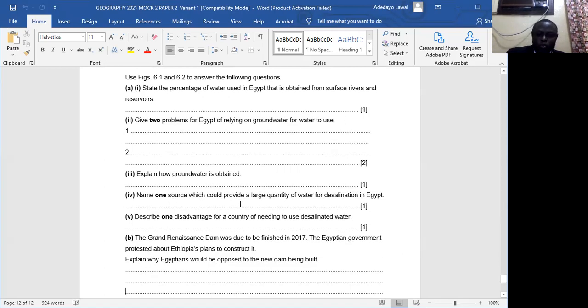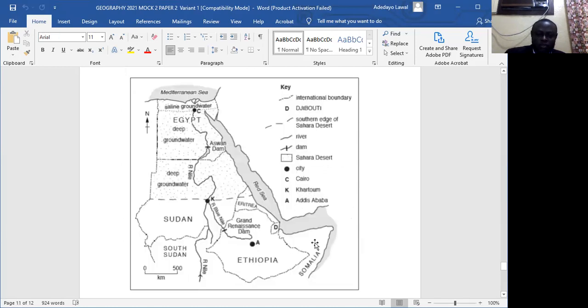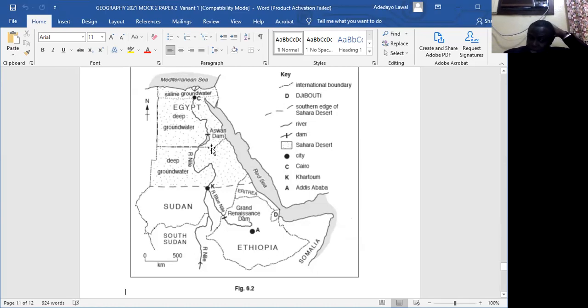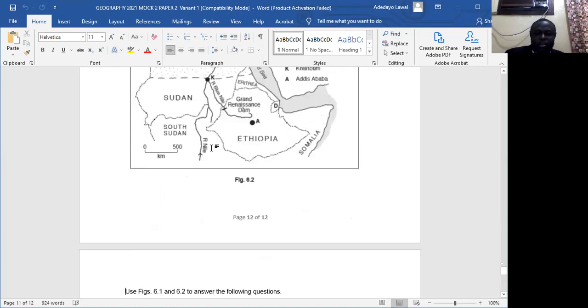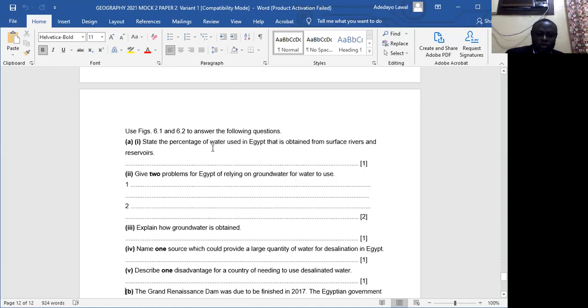Name one source which could provide a large quantity of water for desalination in Egypt. I've been using that word desalination. I don't know if everybody knows what it means. It simply means to take salt out of water. So from the image, if you look at it very well, there's Mediterranean Sea, there's Red Sea. So Red Sea will be useful for Egypt. I think Mediterranean Sea as well, because they are salt water, but they can be treated. That's what desalination is all about.